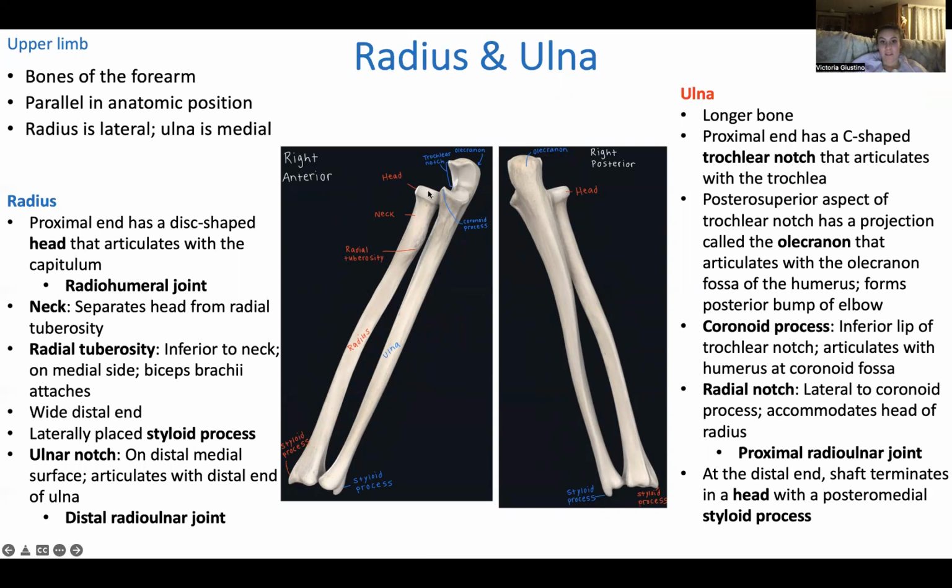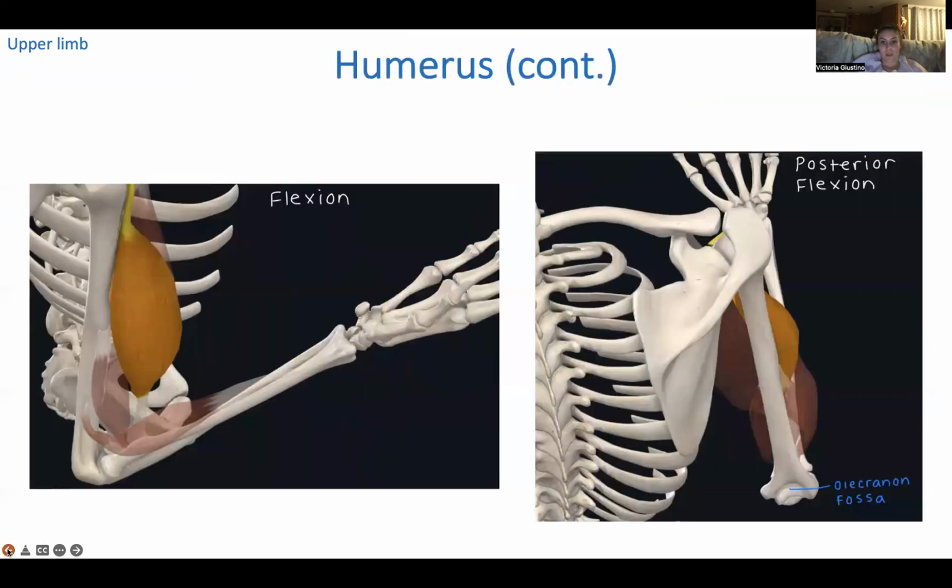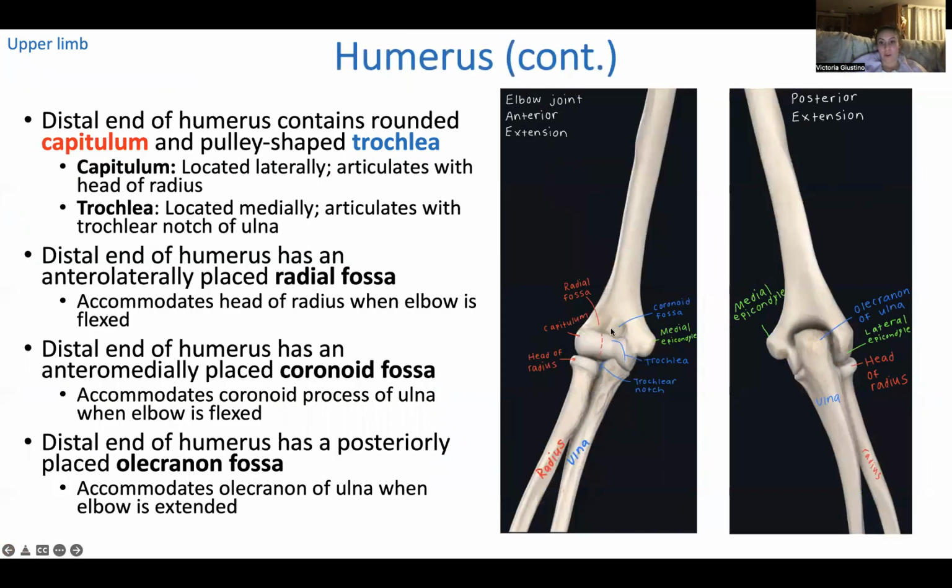And so here's the head of the radius, the trochlear notch of the ulna. The olecranon is the more posterior portion of the ulna. And then right here, this inferior lip of the trochlear notch is called the coronoid process, which remember goes right into the coronoid fossa when your forearm is flexed.